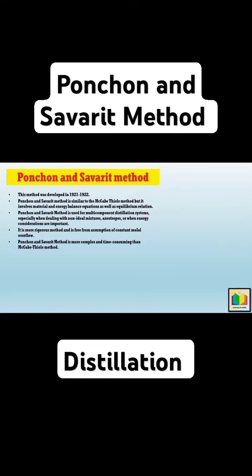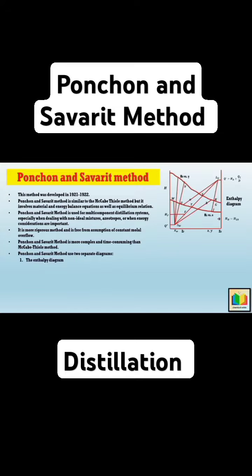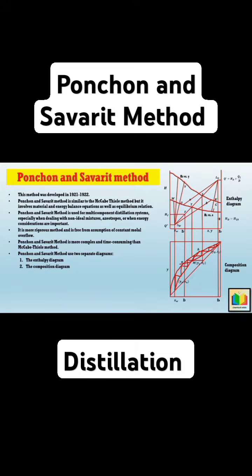Hence, to design and analyze the distillation column graphically, in the Ponchon and Savarit method we use two separate diagrams. The first one is the enthalpy diagram for energy balances, which helps to calculate heat duties and the thermodynamic relationships in multi-component systems. And another is the composition diagram for liquid and vapor phases. So, in this Ponchon Savarit method, we use these two diagrams and then step off stages through both compositions and enthalpy curves, and finally, we can estimate the number of stages and energy requirements.